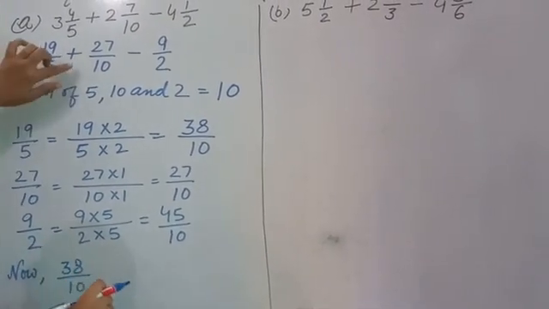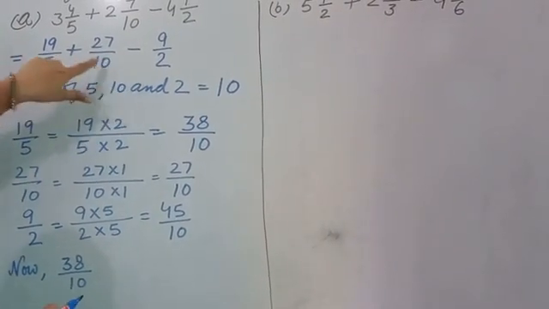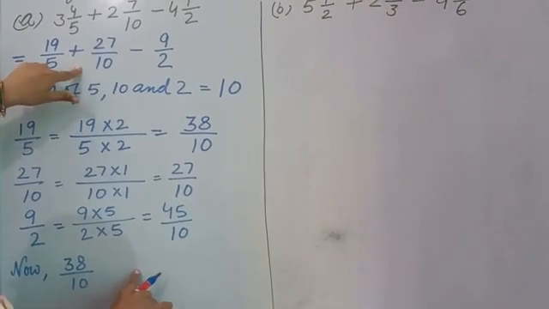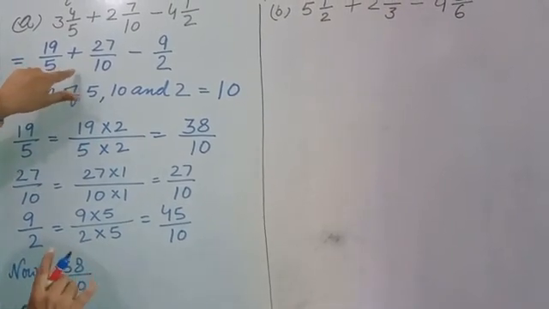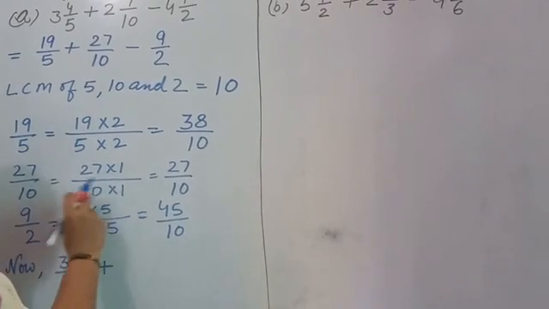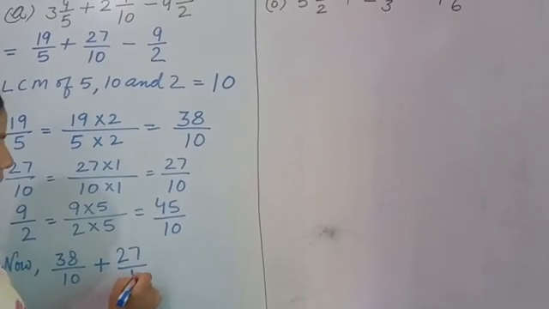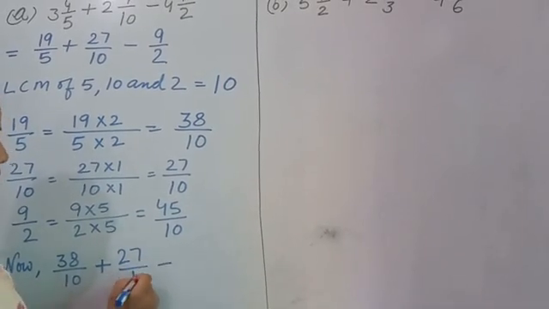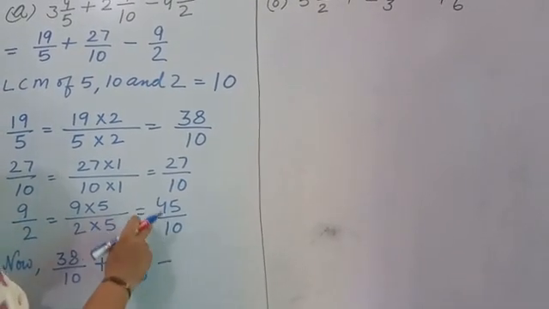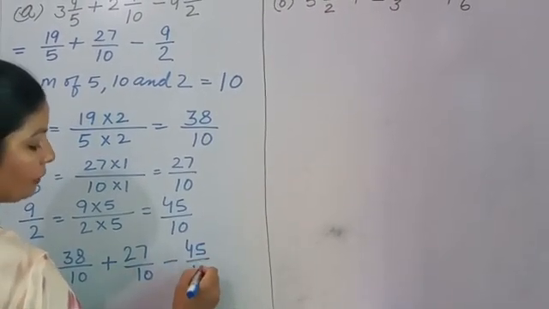Now after that there is plus symbol. If there is minus, as in C part you have here minus and here plus. So if you have firstly minus, we take minus symbol. If firstly plus, then we will take a plus symbol. So here is plus. So plus, then next is 27 upon 10. And then minus you have 9 upon 2, that is equal to 45 upon 10. 9 upon 2 is equal to 45 upon 10.